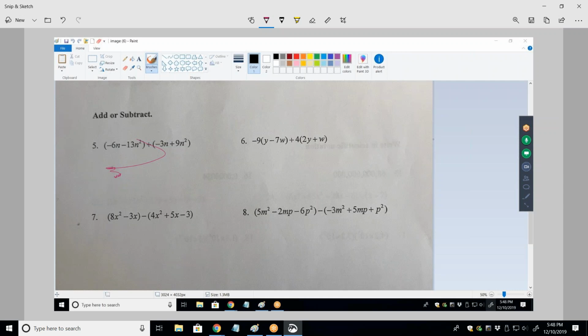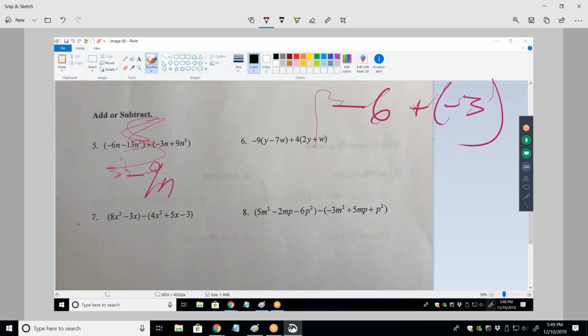Negative 6 plus negative 3 is what? What is it? The question I asked was negative 6 plus negative 3. What is that? Negative 9. Okay. So having an n as part of it just means it's negative 9n.